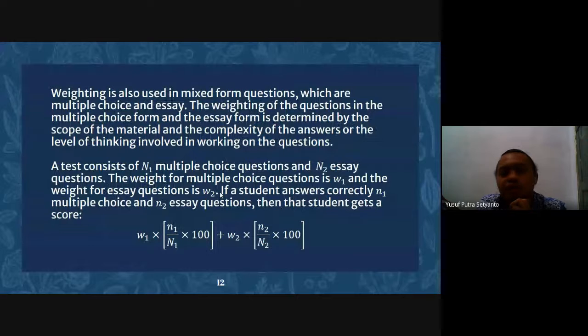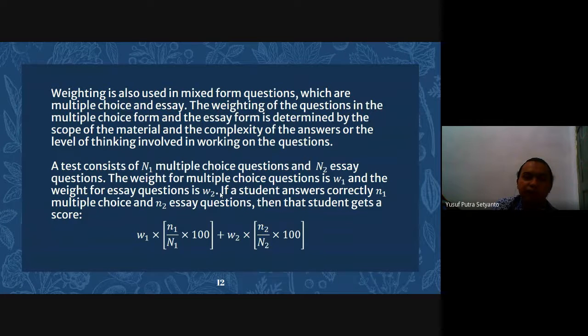Weighting is also used in mixed form questions, which are multiple choice and essay. For example, the weighting of the question in the multiple choice form and the essay form is determined by the scope of the material and the complexity of the answer, or the level of thinking involved in working on the question.